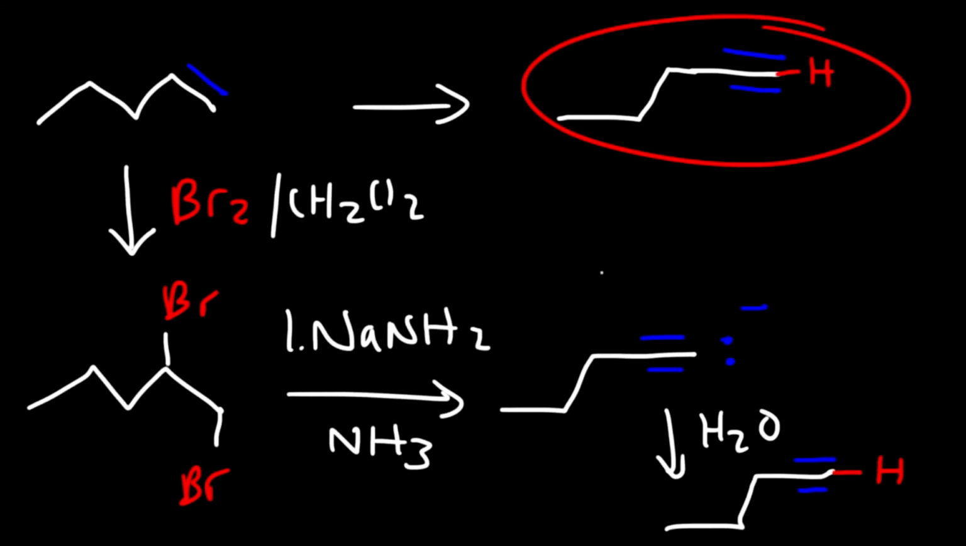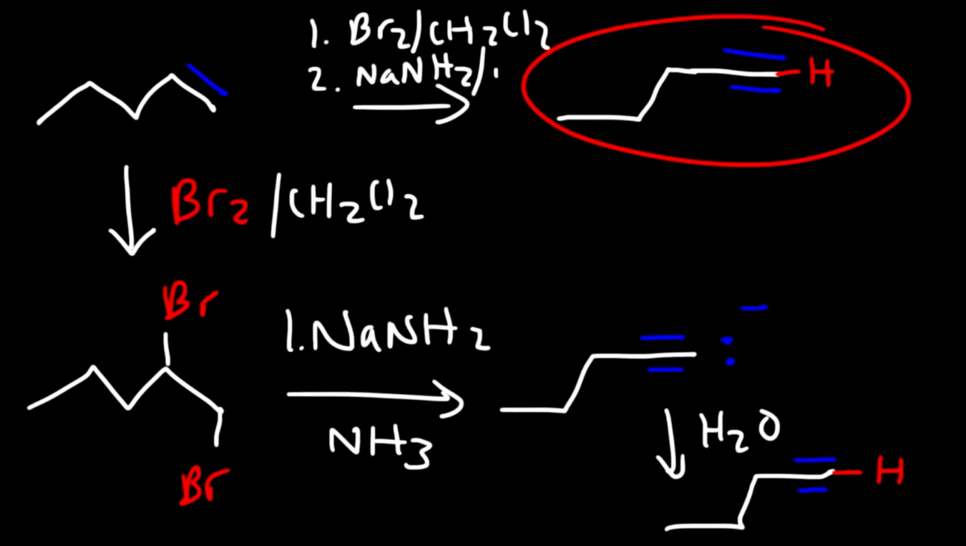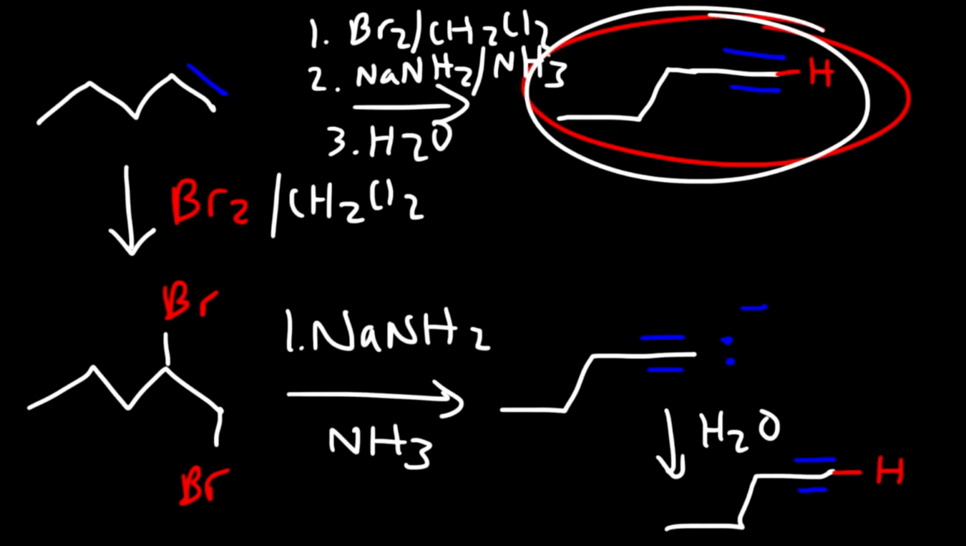So overall, we can write it like this. Step 1, Br2 in dichloromethane. Step 2 would be sodium amide dissolved in ammonia. And then step 3, H2O. And so that will give us the terminal alkyne, starting from a terminal alkene.